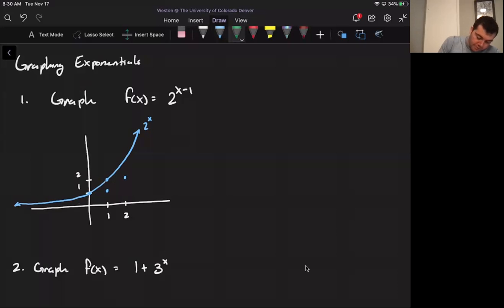It'll end up looking like this. And there we have it. So that's the graph of 2 to the x minus 1.